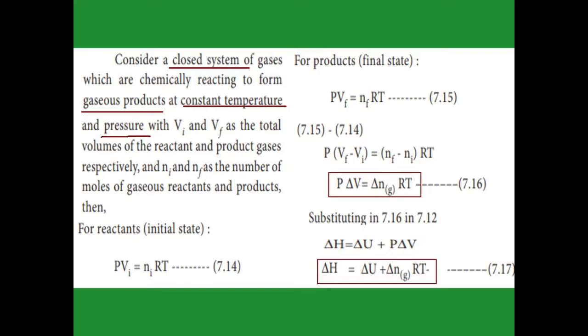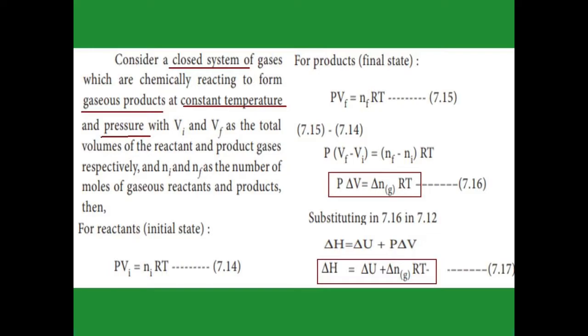Then the final state is the product. The volume changes to Vf and the number of moles also changes to Nf. So, putting in the values, we get PVf = NfRT. Now subtracting equation 7.14 from equation 7.15, we get P(Vf - Vi) = (Nf - Ni)RT.